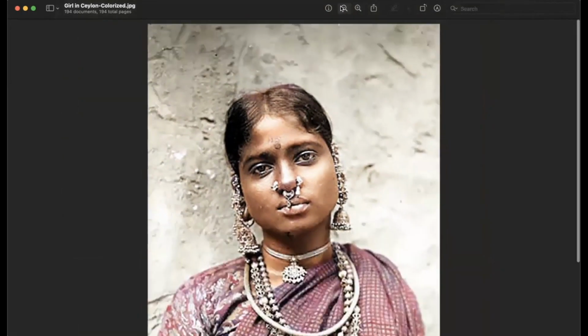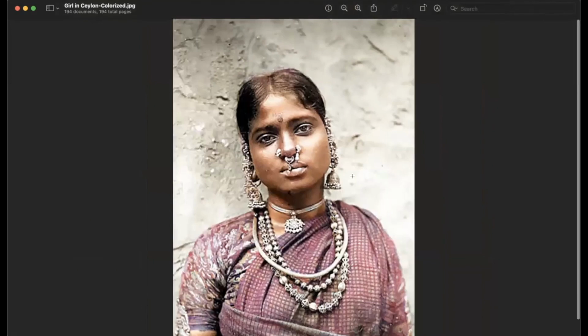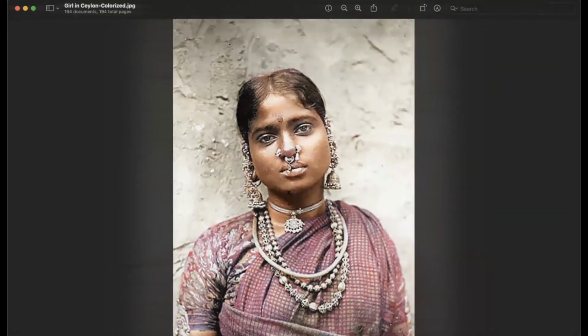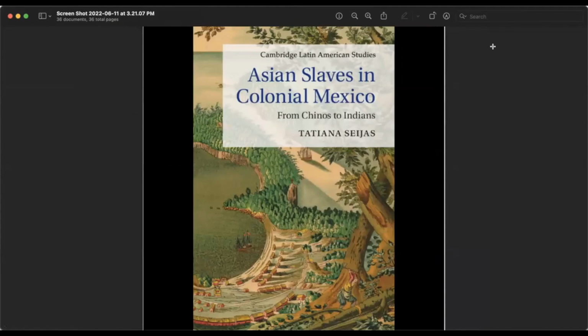Remember Sri Lanka, that's under India, so that's why she may look a little Hindu. She might also be from India and brought to Ceylon as a servant, but this is what Ceylon people look like too. All right, so real quick, we return now to the book Asian Slaves in Colonial Mexico, From Chinos to Indians.